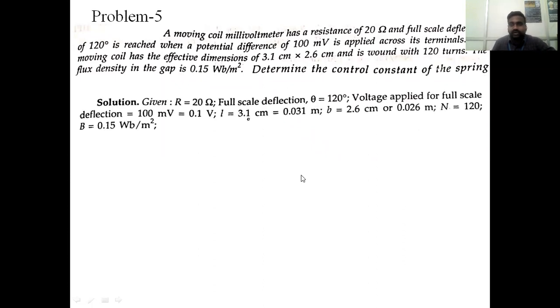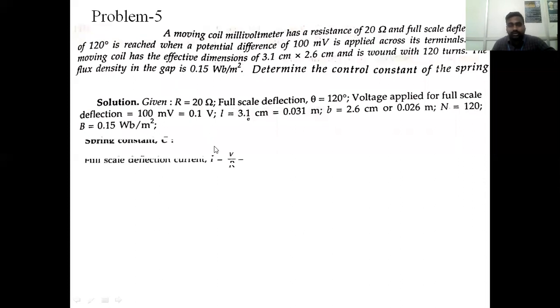So if we go through the given data, we have the resistance R is equal to 20 ohms. We have the full scale deflection, theta is equal to 120 degrees, and voltage applied across the terminals is 100 millivolts, that is 0.1 volt. The length is 3.1 centimeters, that is 0.031 meters. Breadth is 2.6 centimeters, that is 0.026 meters. And N is equal to 120 turns, and maximum flux density is 0.15 Weber per meter square. So we need to find out the spring constant, that is K.